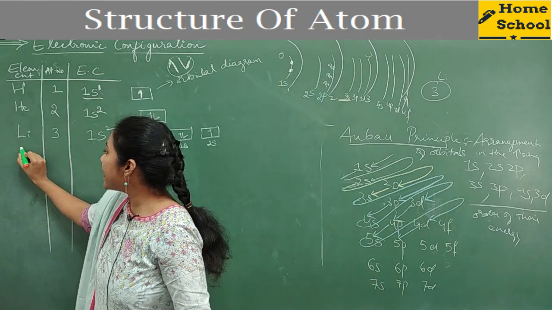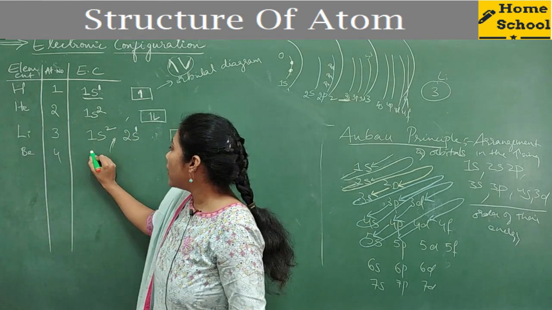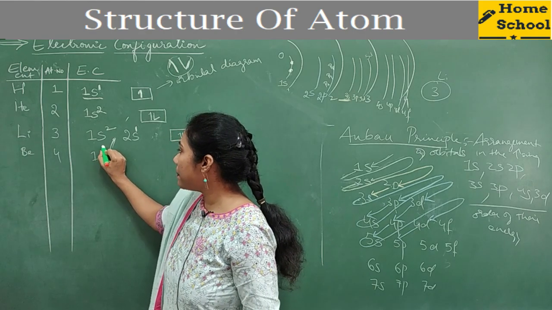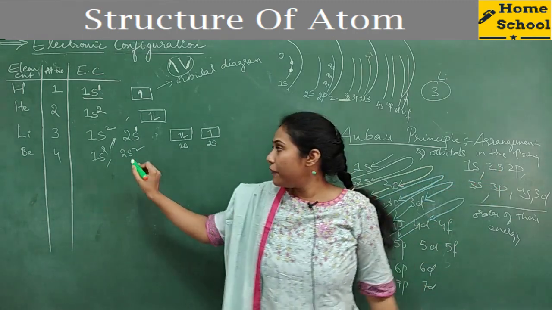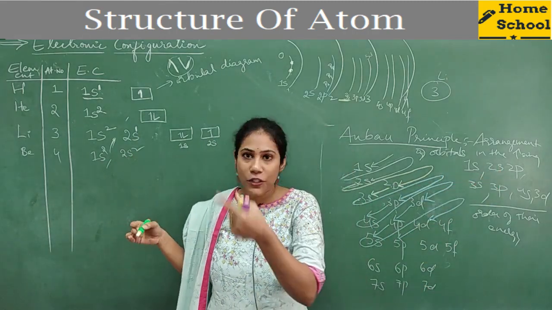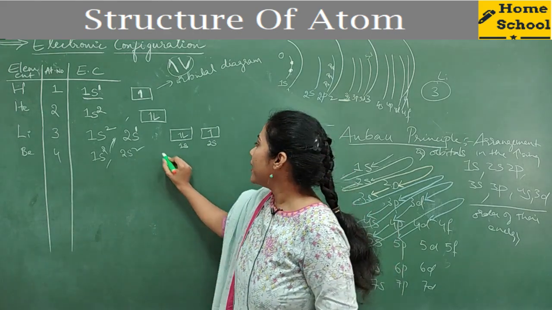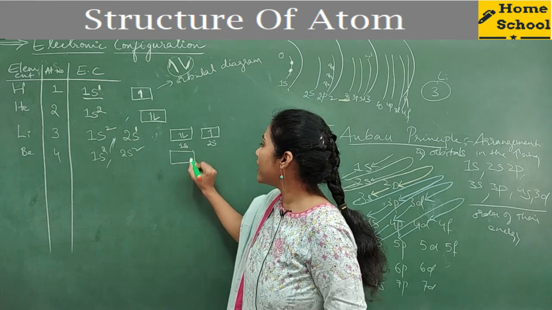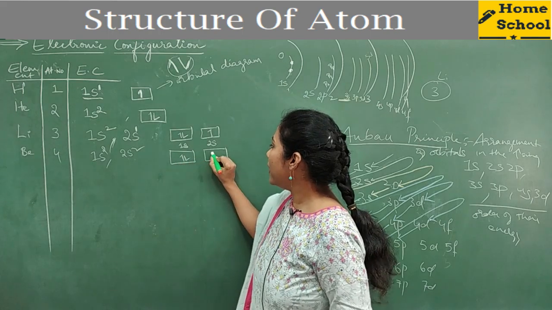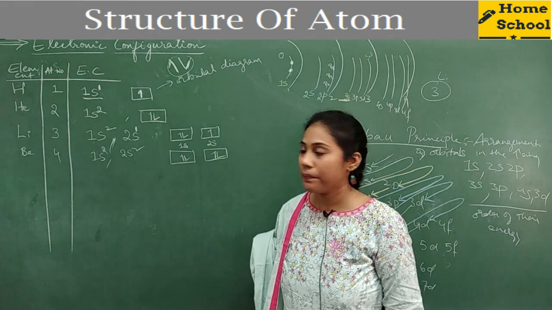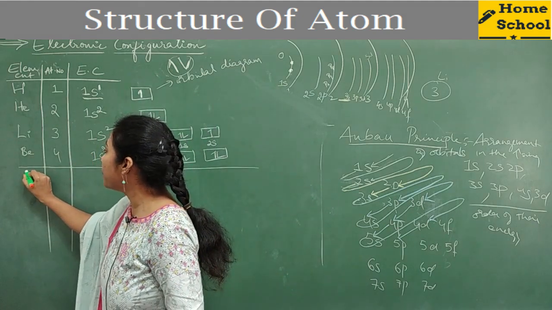And now coming to the next element, beryllium. Beryllium has atomic number 4. So what is its electronic configuration? The 1s orbital is completely filled, and the 2s orbital also completely filled, because each orbital's capacity is 2 electrons, no? So maximum 2 electrons you can show, right? Fine. So what is the orbital diagram here? 1s is completely filled, 2s is completely filled.